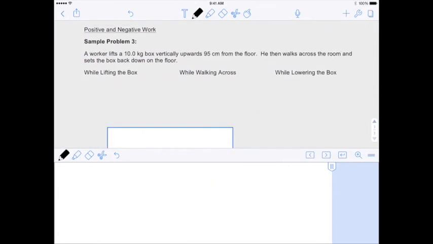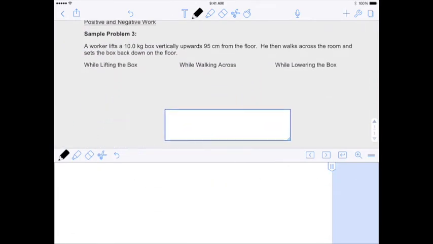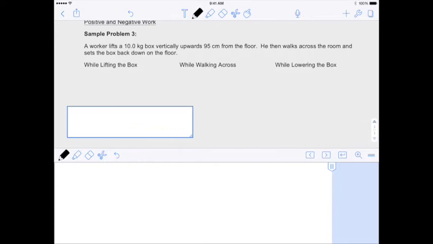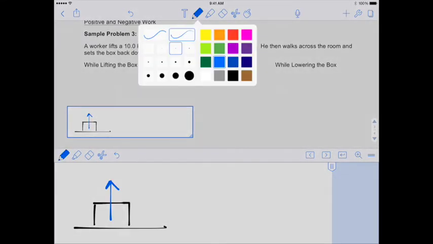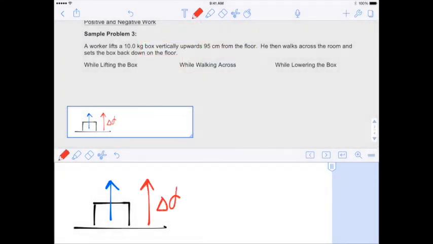Sample problem number 3. A worker lifts a 3 kilogram box vertically upwards 95 centimeters from the floor. He then walks across the room and sets the box back down onto the floor. So we have an individual who lifts a box with an upward force to a displacement of 0.95 meters.